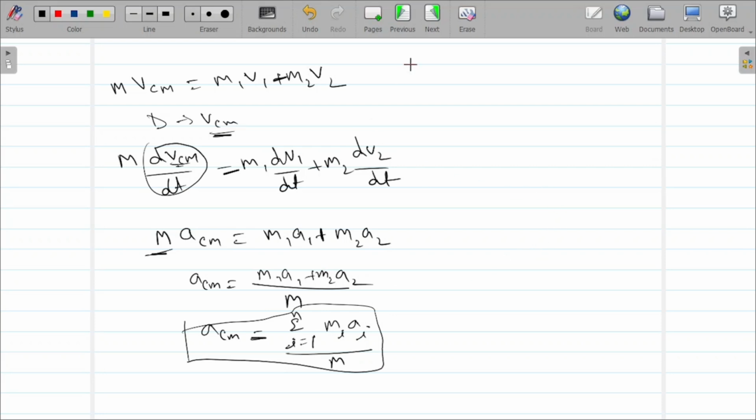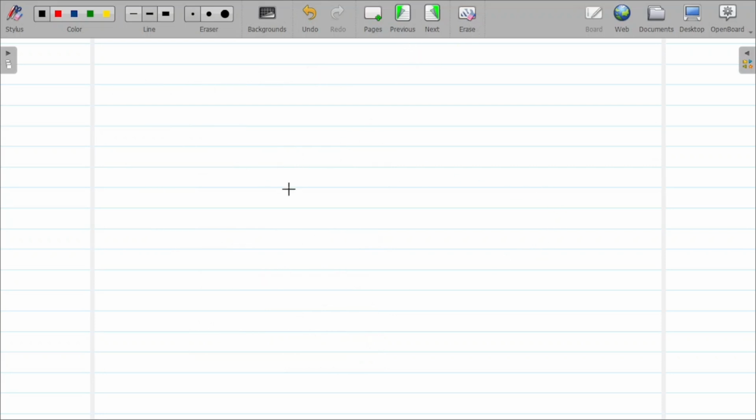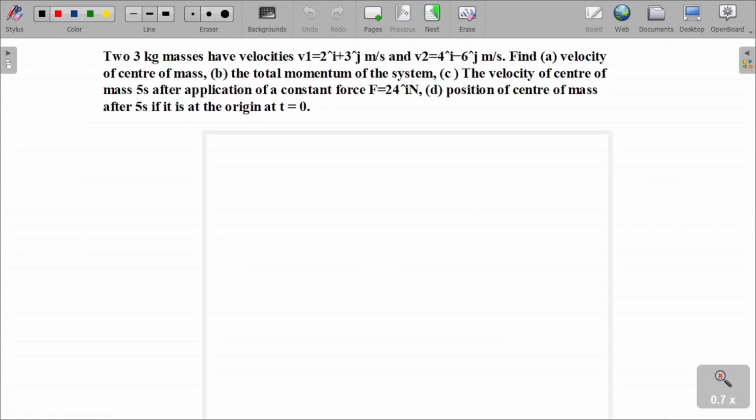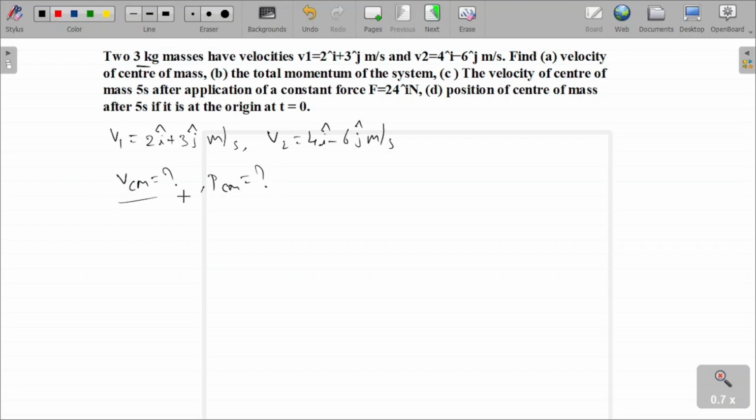Okay, right. Now we'll see the question that I already framed for you. There are two masses, 3 kg each, having velocities v1 is 2 i cap plus 3 j cap meters per second, and v2 is 4 i cap minus 6 j cap meters per second. We need to find the velocity of center of mass and the total momentum of center of mass. Okay, we'll see that later. Now let's complete this vcm and pcm.